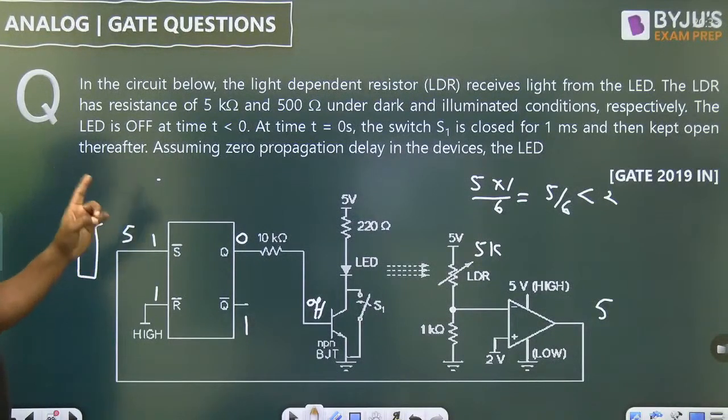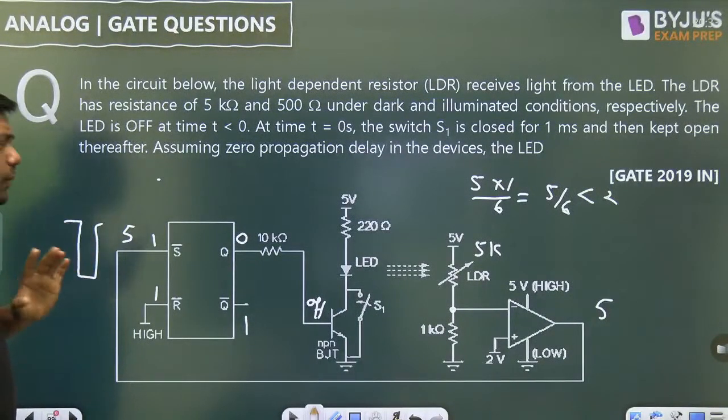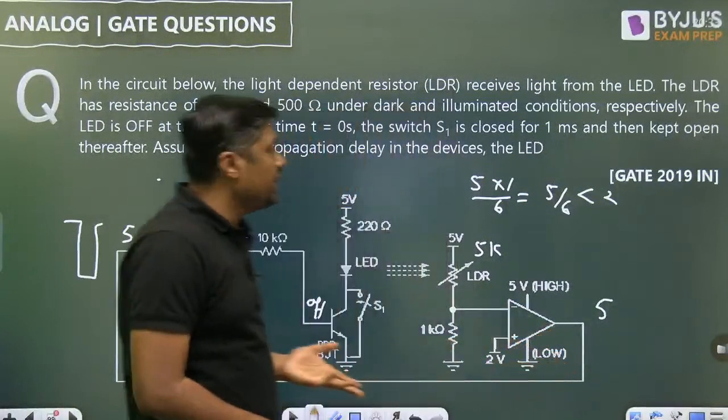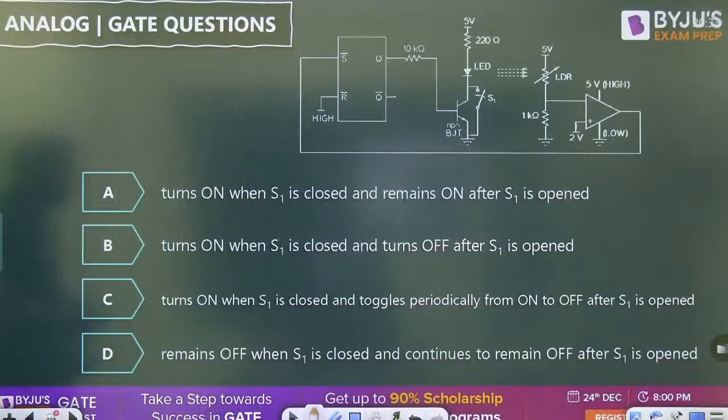Assuming zero propagation delay in the device, what about the LED? What are the options? The options are: turns on when S1 is closed and remains on after S1 is opened; turns on when S1 is closed, turns off after S1 is opened; turns on when S1 is closed and toggles periodically from on to off after S1 is opened.